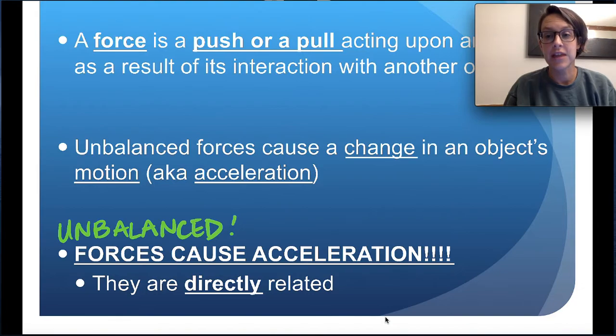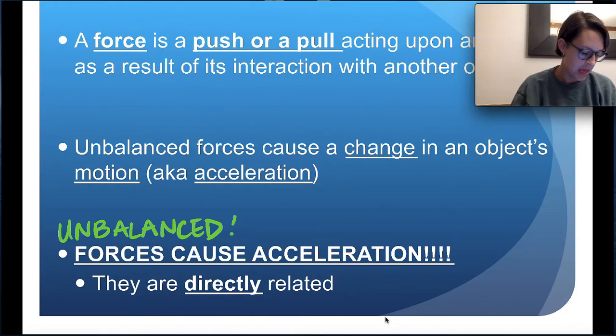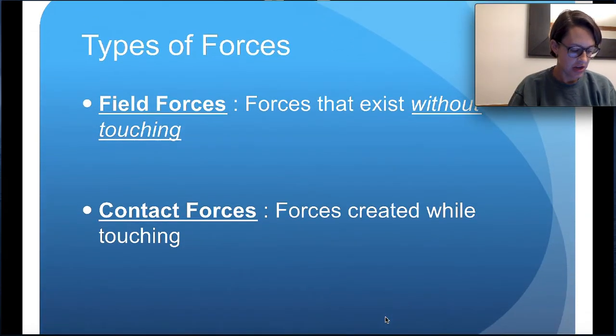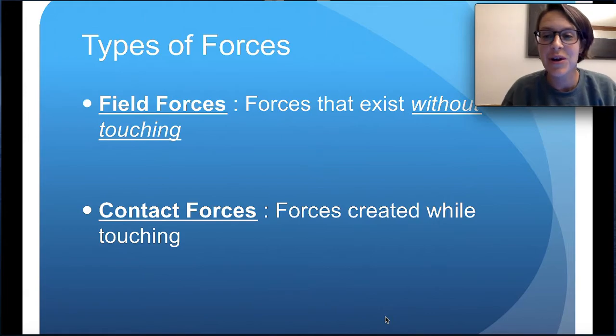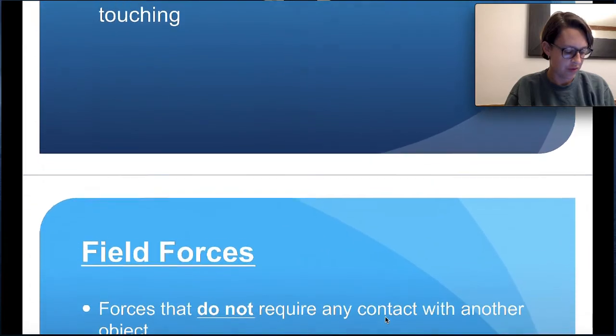One quick clarification is there are always forces that are acting on objects. So even objects at rest have forces acting. They just happen to be balanced. Okay, so in general, we've got field forces that do not require contact. And we have contact forces, which, as the name would imply, do require contact. And we're going to look at both of those. We'll start with field forces.